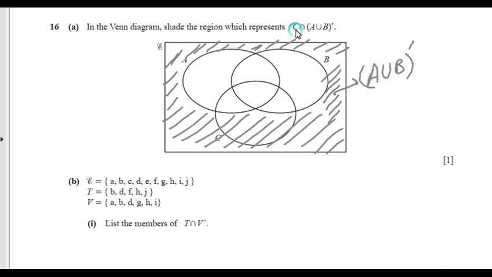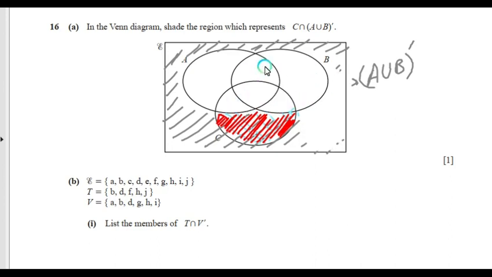Now it is intersection with C. So where is C? C is this. So the portion where they intersect each other is only this, where C and A union B complement intersect, right? So erasing the rest except this. So this will be the shaded region required, right?